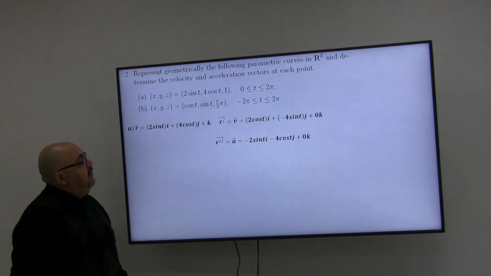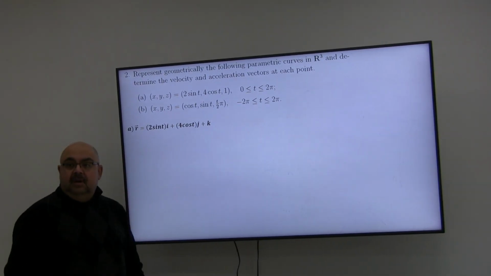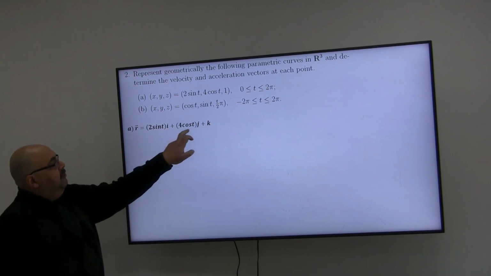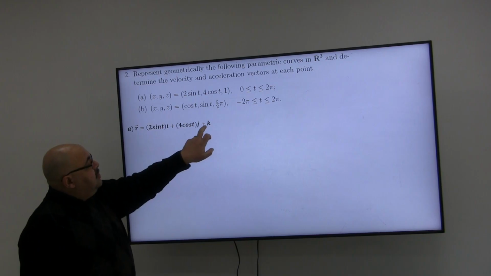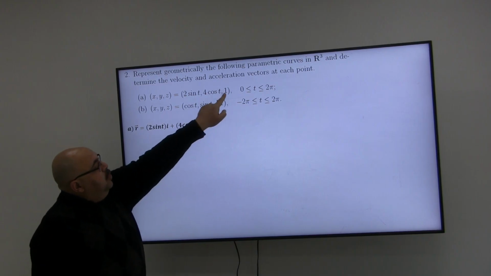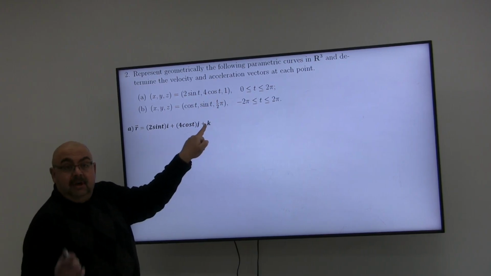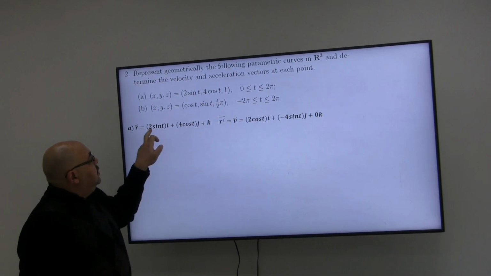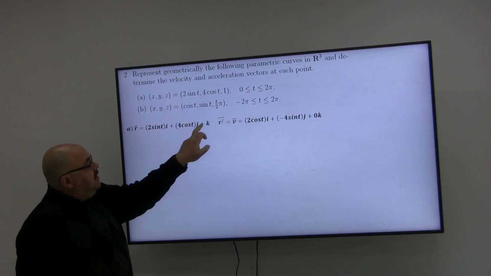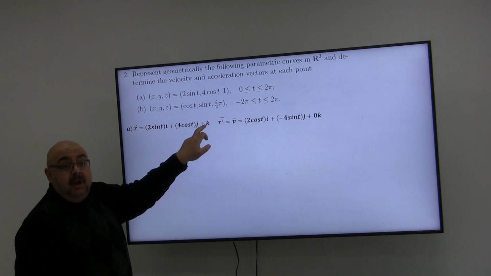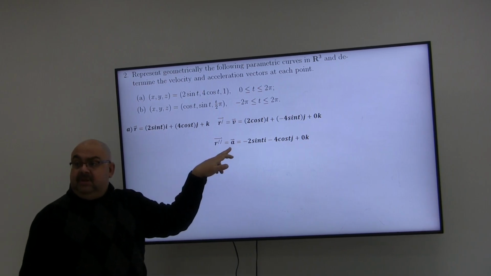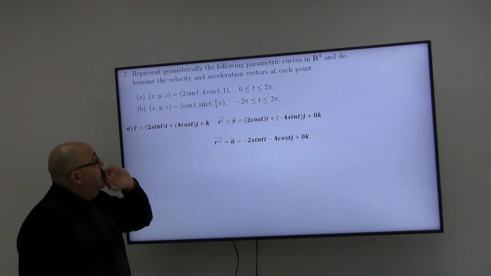Okay, if I want to get the velocity, it's very, very simple. This is the position vector, r, 2 sine t, 4 cosine t, and of course, this is k, the value of t is equal to 1. Get the first derivative, which means it's going to be 2 cosine t, negative 4 sine t, and this is going to be 0. Okay, get the acceleration, start differentiating for the second component.